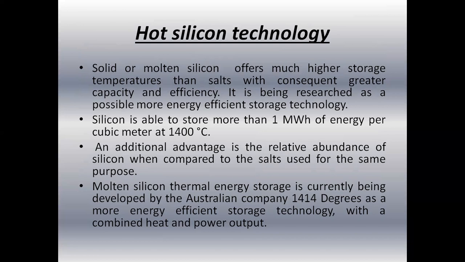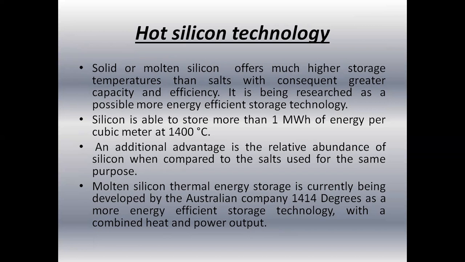The application of this is hot silicon technology. Here we use molten silicon or solid silicon, which offers much higher storage temperature than salt with consequent greater capacity and efficiency. It is being researched as a possible and more efficient energy storage technology. Silicon is able to store more than 1 megawatt-hour of energy per cubic meter at 1400 degrees Celsius, that is the melting point of silicon.